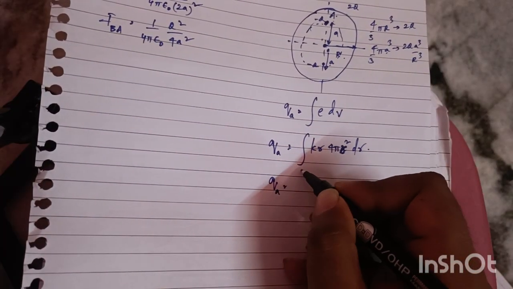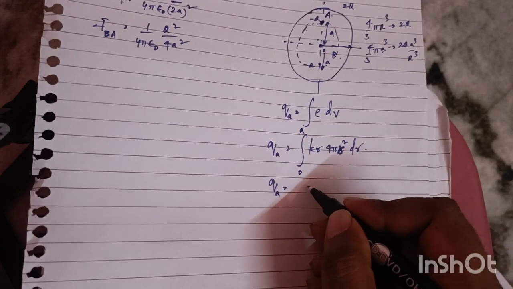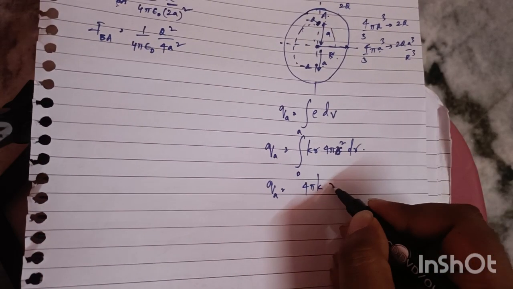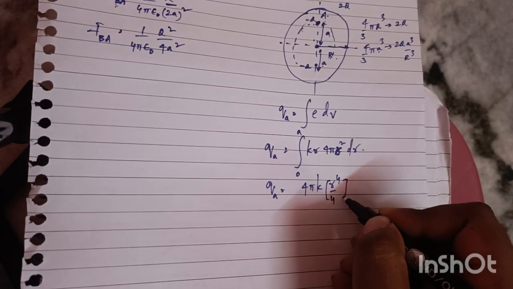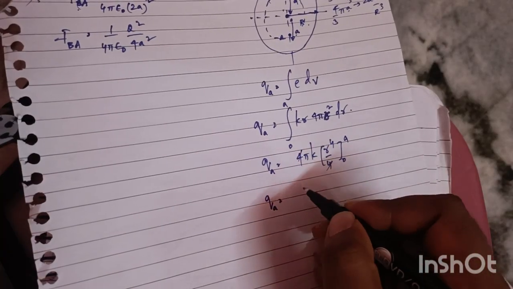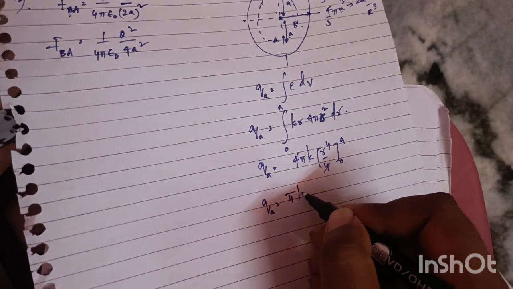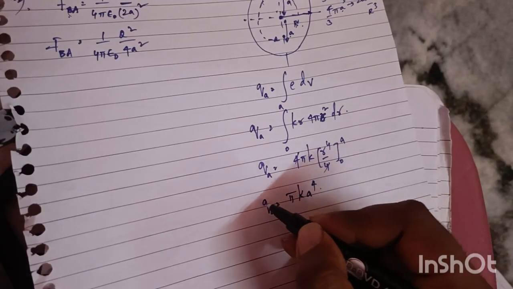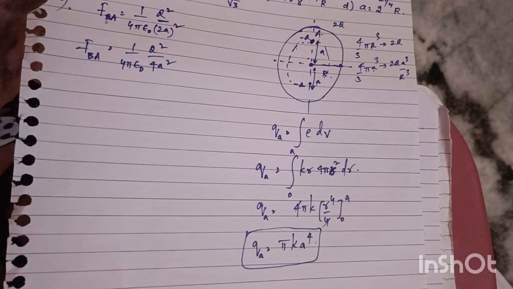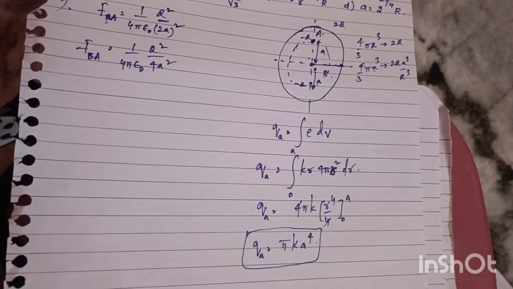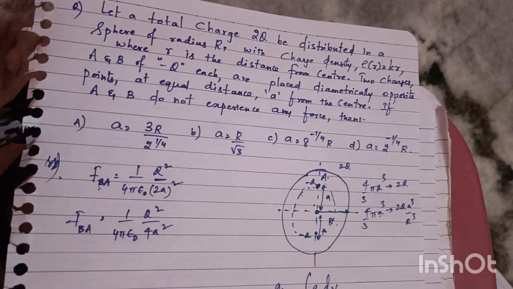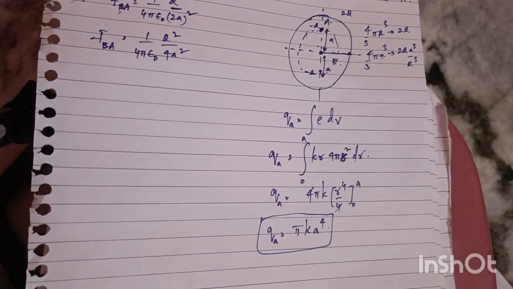So qa is equal to 4 pi k integral of r cube, which is r power 4 by 4, going from 0 to small a. So qa is equal to pi k a power 4. And by the way, this k is not 1 by 4 pi epsilon naught or any such constant. This is the k given in the charge distribution function, that is kr. So we need the value of k.